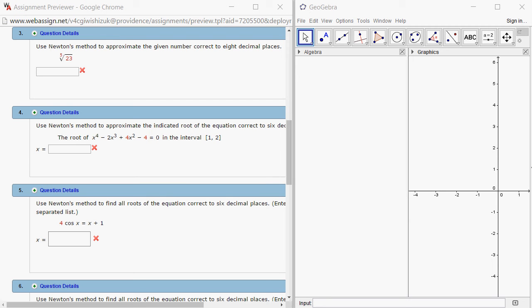All right, let's look at homework 4.8, problem number 3. We want to find the value of the fifth root of 23. Let's do that. Let's call this guy x.